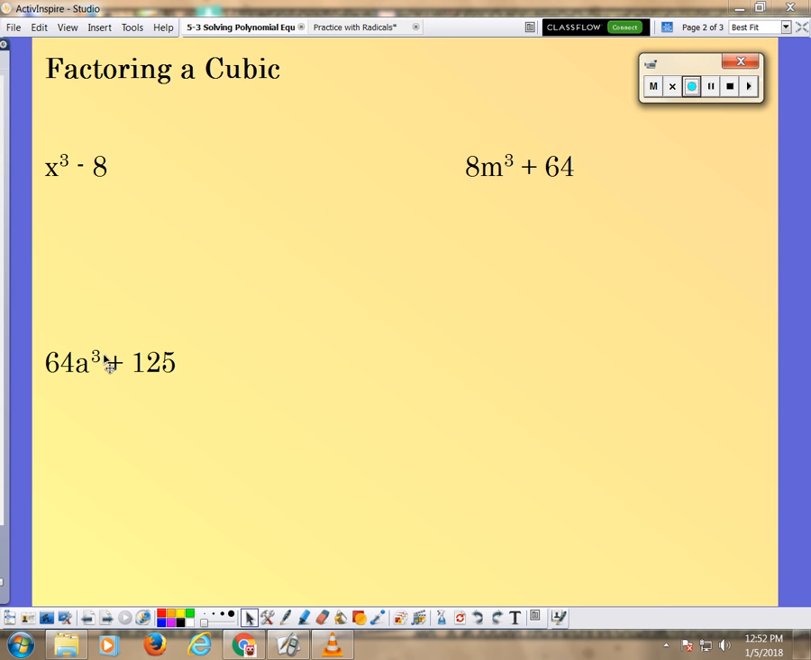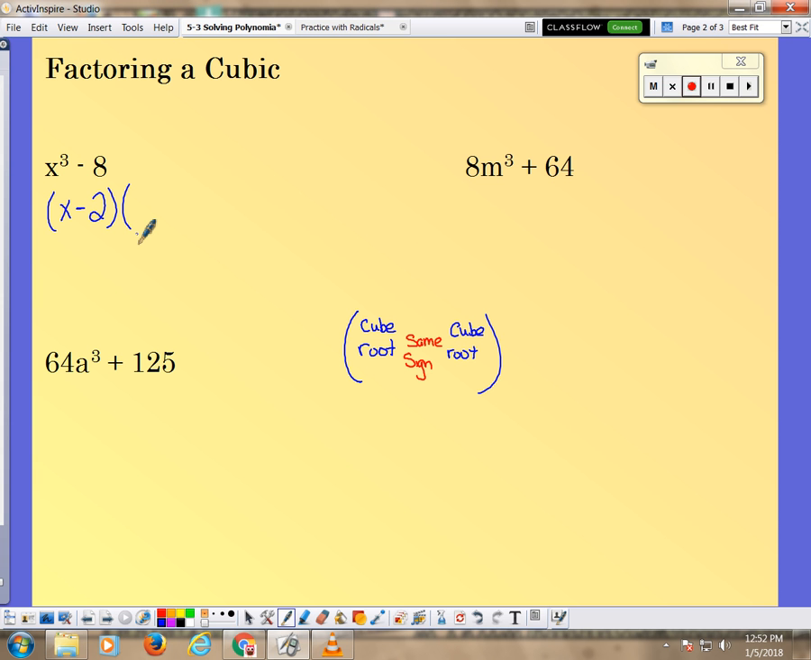So the first thing you need to know is that we're looking at this x cubed here, the first term, so we're going to take the cube root of that first term. If I take the cube root of x cubed, I get x. I'm going to keep the sign the same, so I'm going to write same sign here. And then I'm going to take the cube root of the last term. So I'm going to take the cube root of 8, and the cube root of 8 is 2.